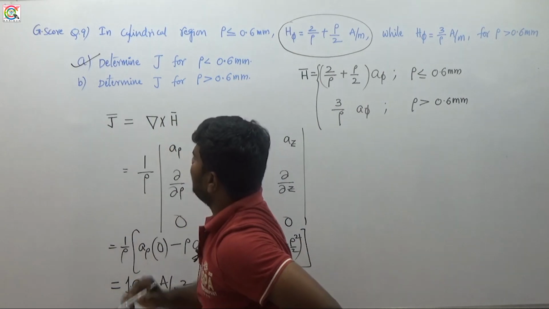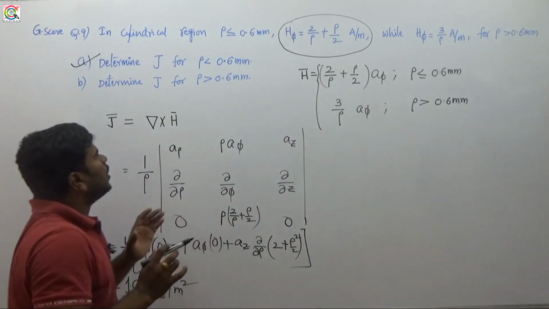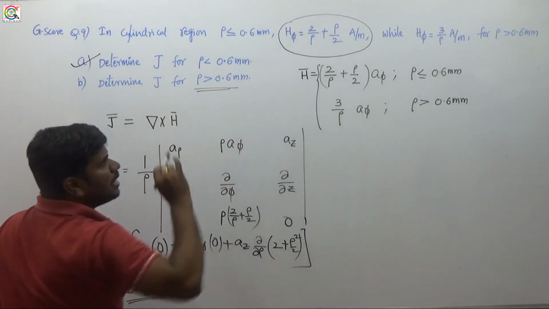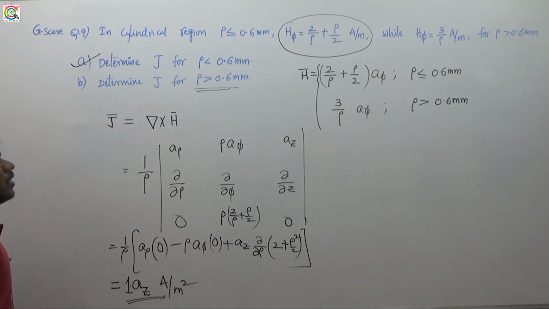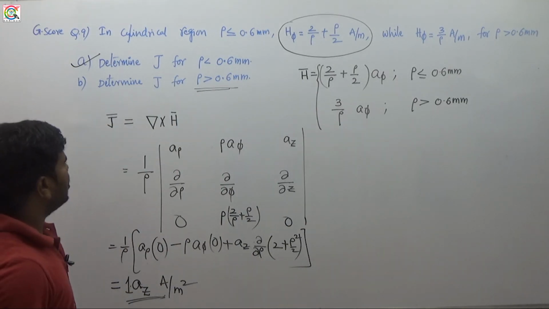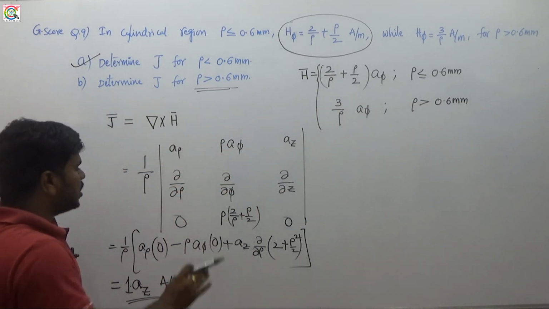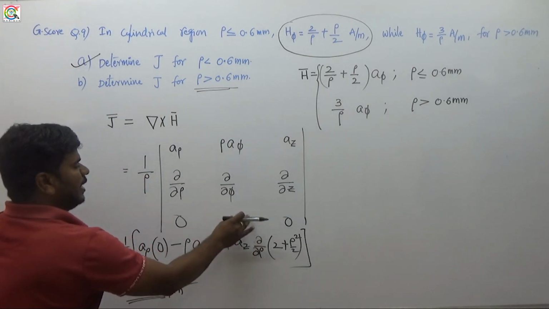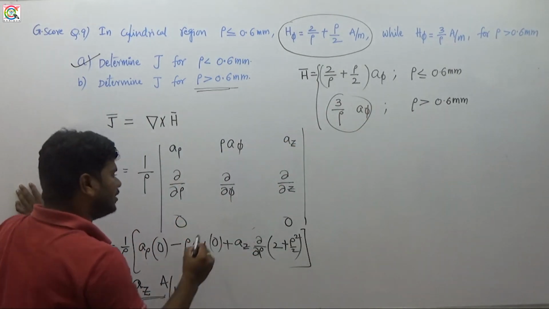Okay, so now if you want to solve question B, now what will be the answer for this? So you have to apply the same formula, but you have to take the expression of the magnetic field intensity for rho greater than 0.6 mm. Okay, rho greater than 0.6 mm. So the expression for the curl is same. Okay, so here you have to write, instead of writing this one in this place, you have to write this value, means a phi component you have to write this here.